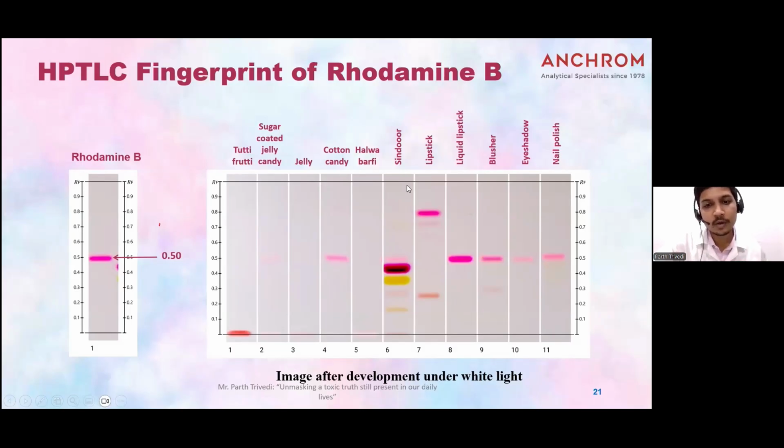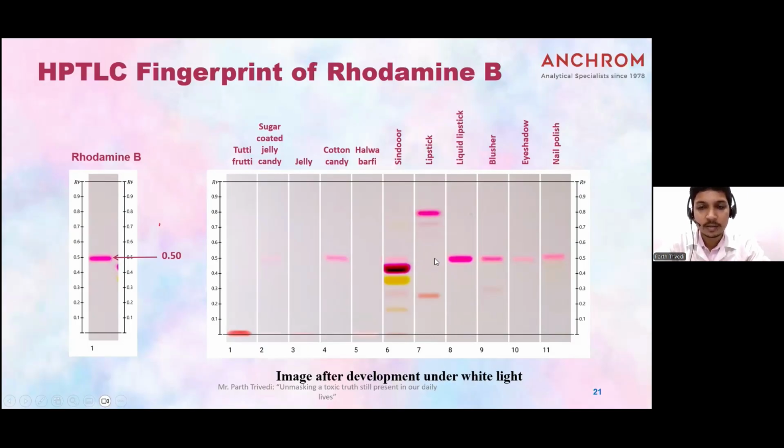And after the food, going with the cosmetics, in sindoor, which females normally use, the other bands are different dyes, but at the same RF of 0.5 you can see the presence of rhodamine. And after that, the lipstick, which may be going with the cosmetic department.